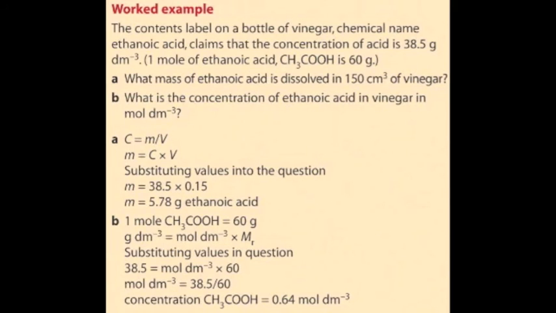In answer to Part B, 1 mole of ethanoic acid equals 60 grams. Grams per decimeter cubed equals moles per decimeter cubed times the mass of 1 mole. Substituting in the values, 38.5 equals the moles per decimeter cubed times 60. Rearranging the equation, the moles per decimeter cubed equals 38.5 divided by 60. Therefore, the concentration of ethanoic acid is 0.64 moles per decimeter cubed.